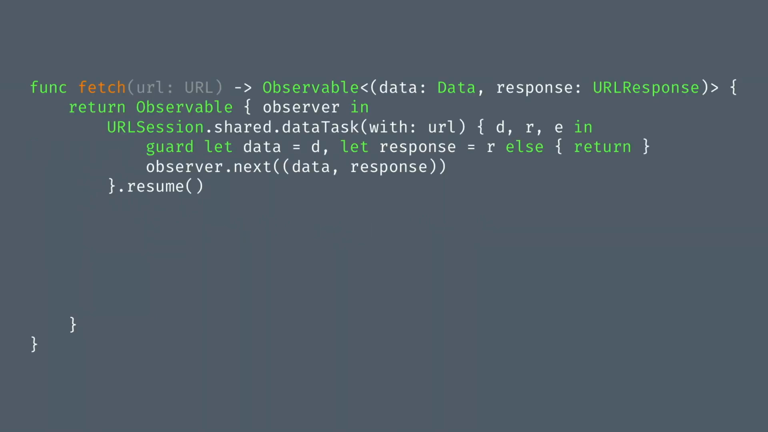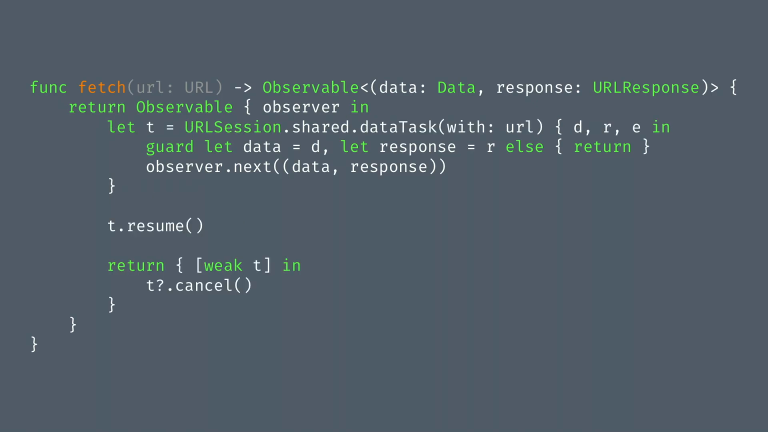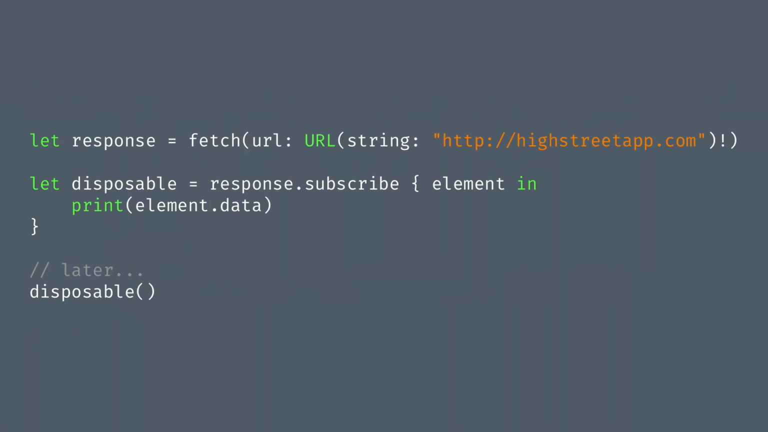So for the network request, this would look something like this. It looked like this, now it looks like this, where we return a closure that whenever it's called, we will cancel the task that we started. And on the call side, it looks like this. We subscribe to the observable returned from fetch, and then maybe later when the user taps the back button, we want to dispose.